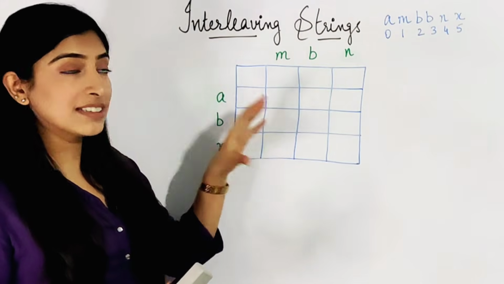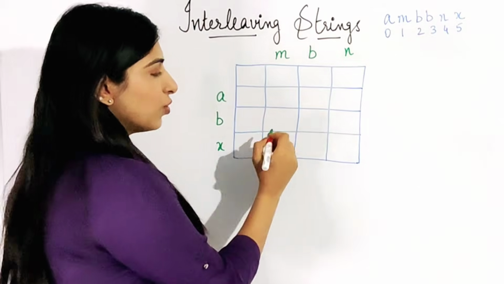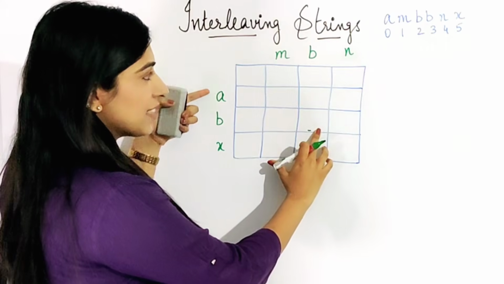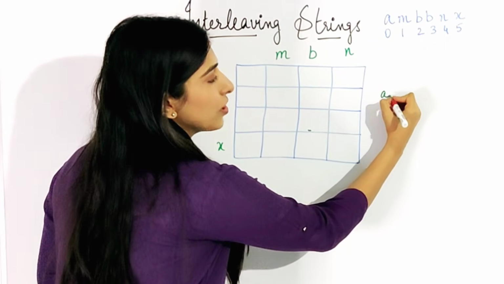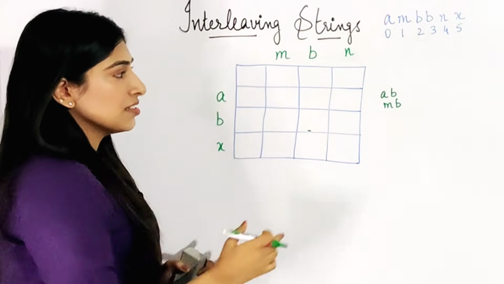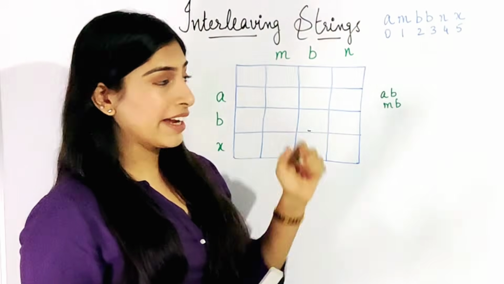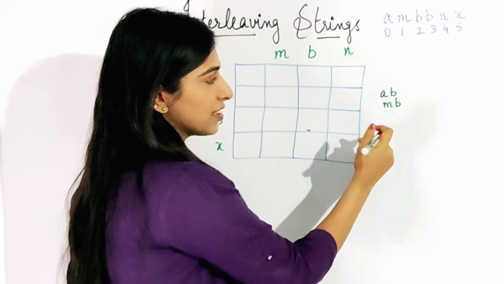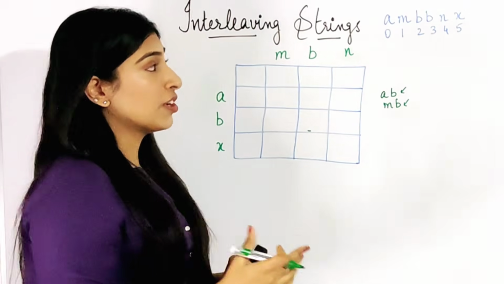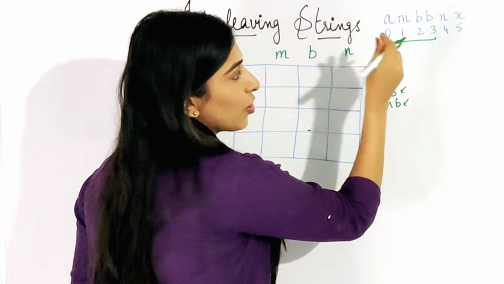First, to understand what this matrix actually denotes, what does each box in this matrix denote? If I am at this box, it means I am considering the subproblem of having strings AB and MB. Now a very important doubt that comes is, AB and MB can obviously not interleave to this big string, right? So how many characters are there in these strings? There are 2 characters here and 2 characters here, right? So 2 plus 2 is 4. So we will see if these 2 strings can interleave to 4 characters of the bigger string.